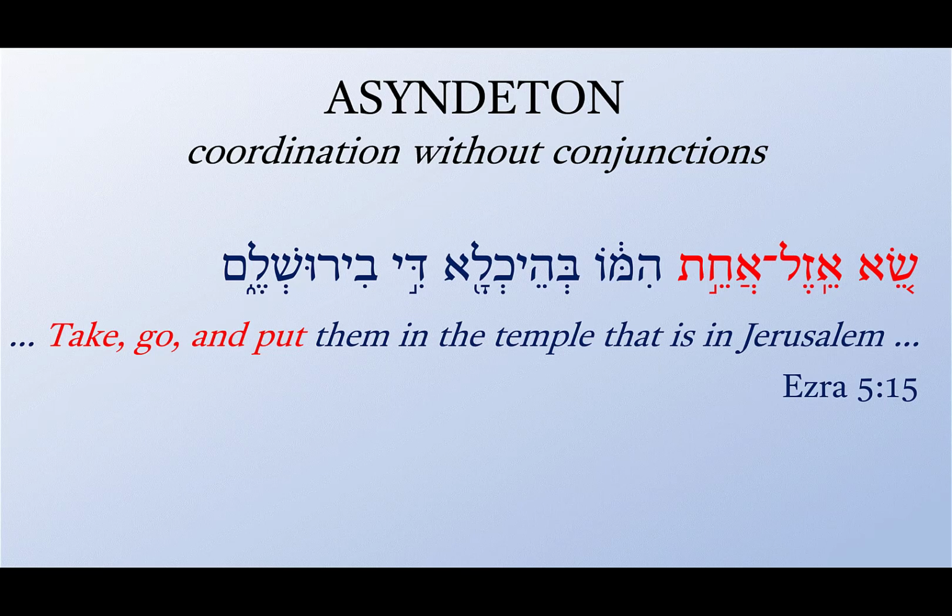That is because these three verbs just get placed next to each other in an asyndetic relationship, no conjunctions. Normally, asyndeton in biblical Aramaic implies a logical chain of consequences. So with these items, first one must take them. That's the first verb. Then one must carry them, must go, and then thirdly, put them in the temple that is in Jerusalem. So there's very much this logical flow between action 1, 2, and 3 in this list.